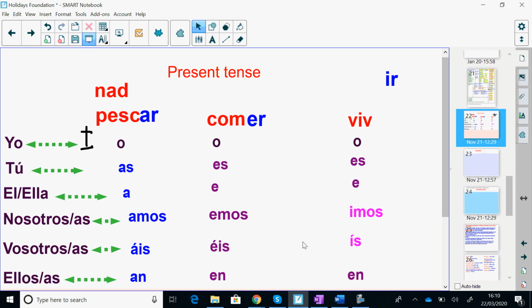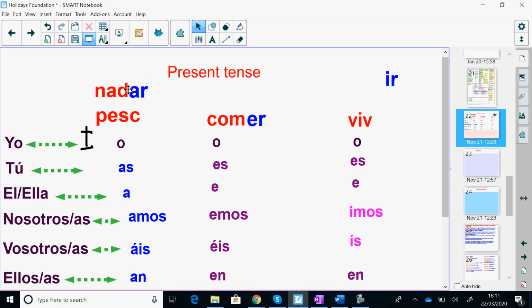We're going to work first with the verb, okay? And I'm going to leave this here to help you. We're going to look at the verb nadar, okay? So it's going to be this verb here. So how would it be in Spanish? I swim. It would be nado, okay?